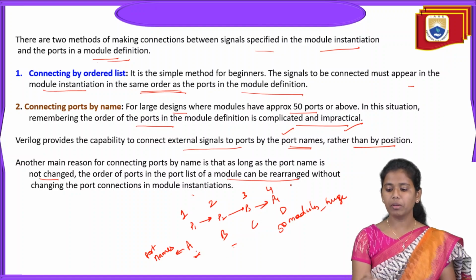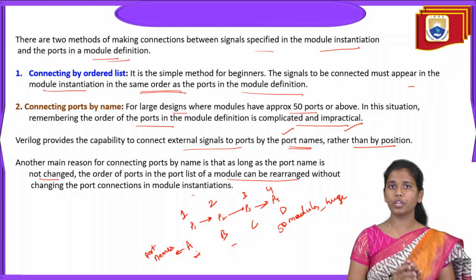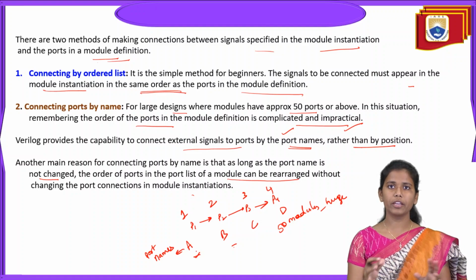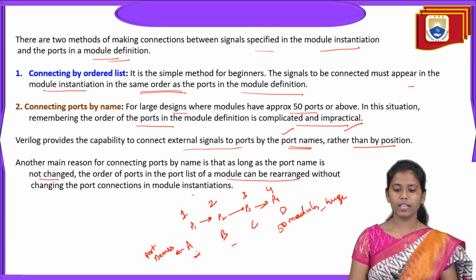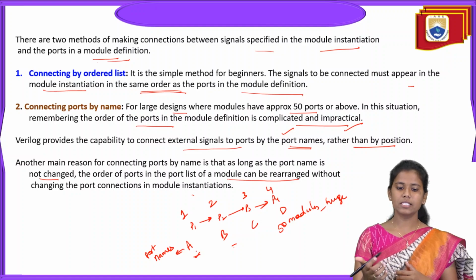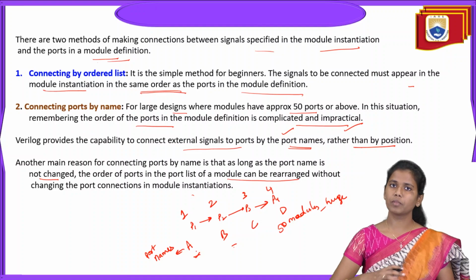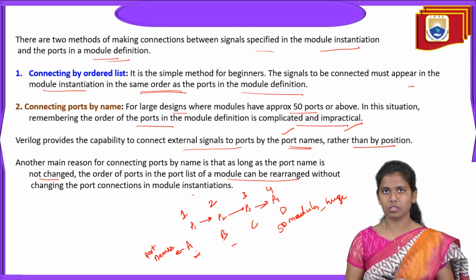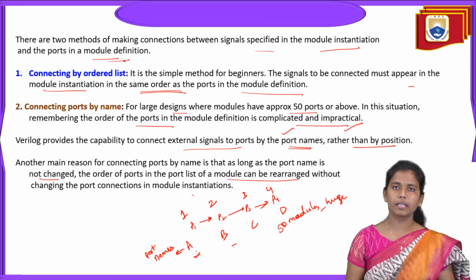The module can be rearranged without problems, that is, the structure of the module can be changed, as long as the names are kept. That is one of the advantages of connecting by port names. But overall, it is very complicated because of complex design structures, and it is very impractical. In practice, we don't consider this port-by-name list. We only go with connecting by the order list.